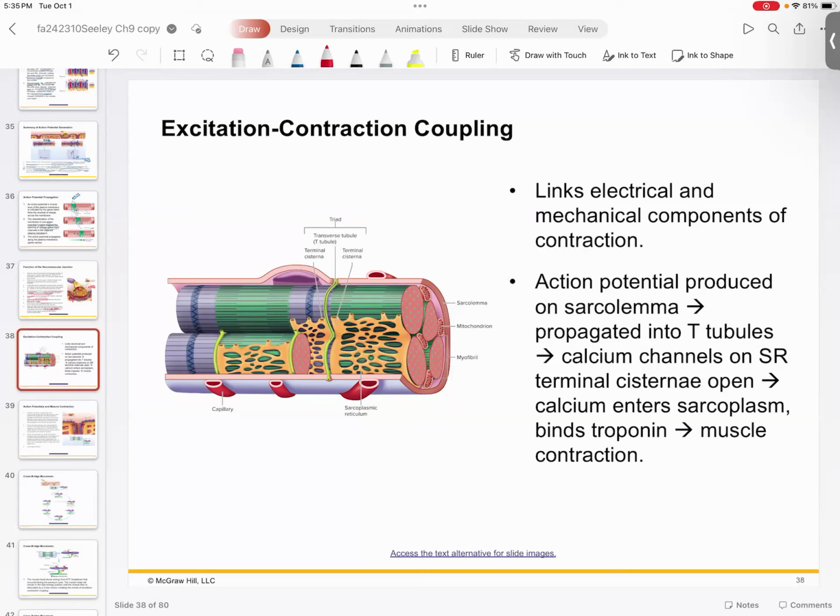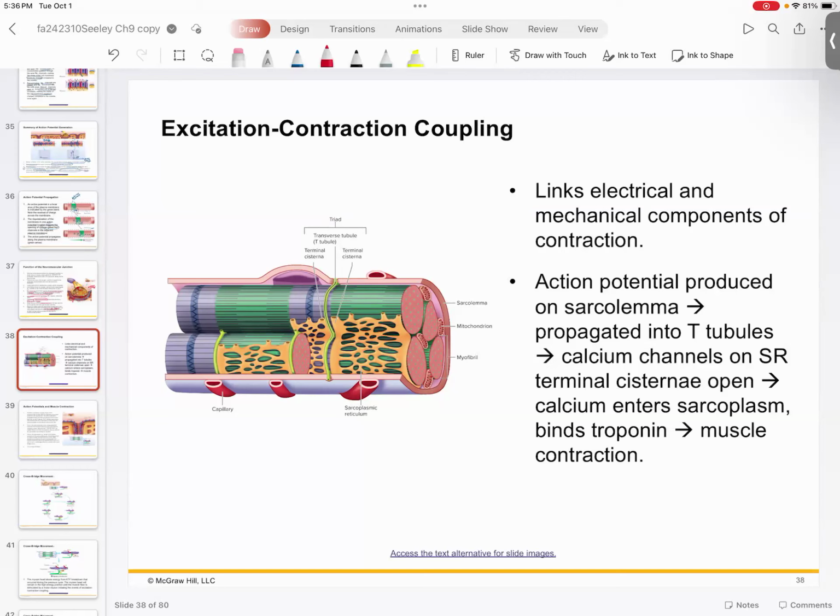So how do you put the two together, right? How do you actually connect the mechanism of excitation with the mechanism of contraction? That's what the excitation contraction coupling concept gives to us. So ultimately the components of both the electrical that we just talked about and the mechanical, which we talked about before that, are basically linked together with this particular thing.